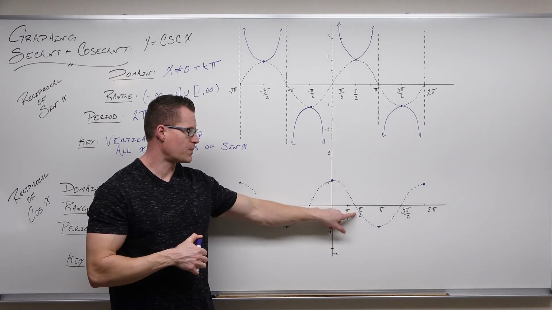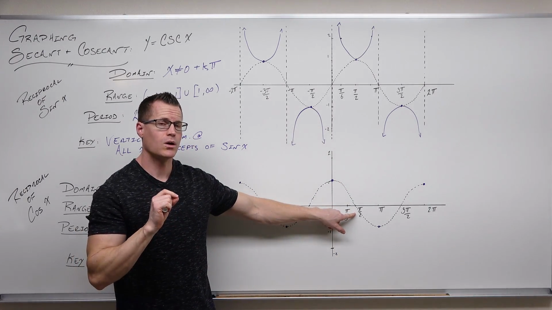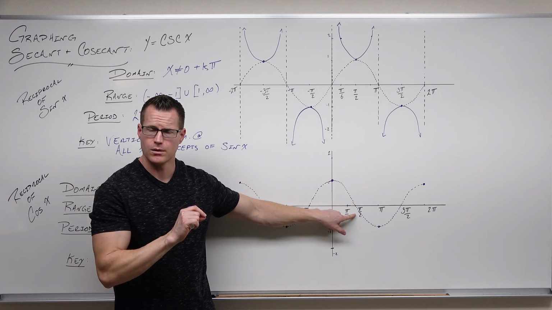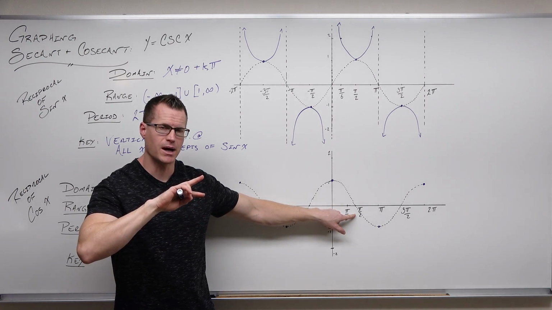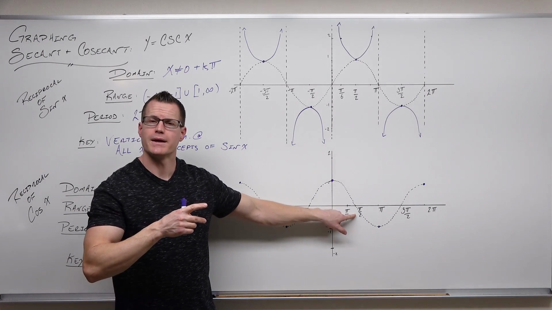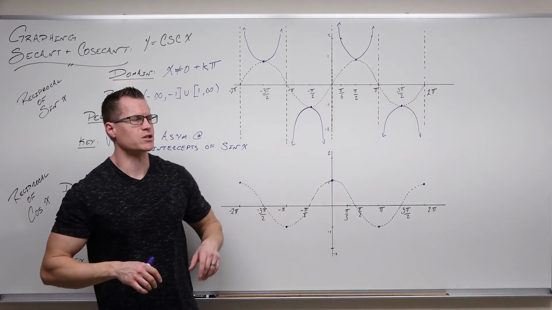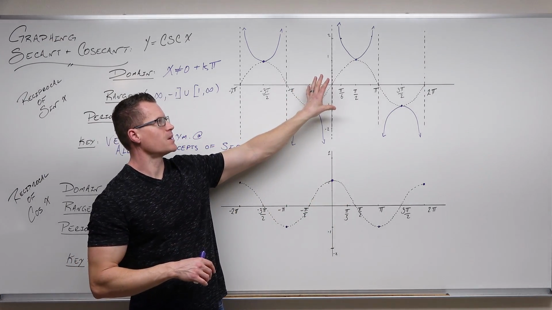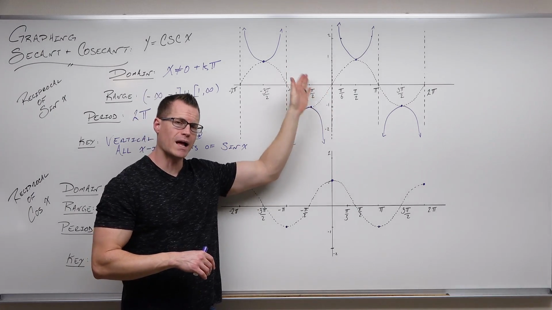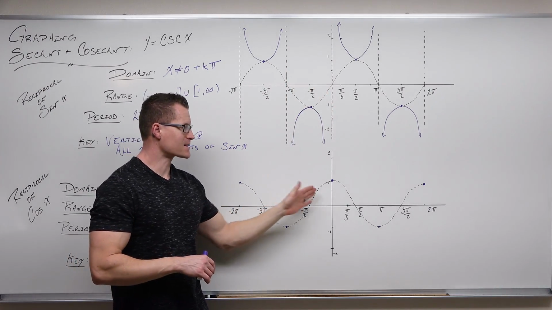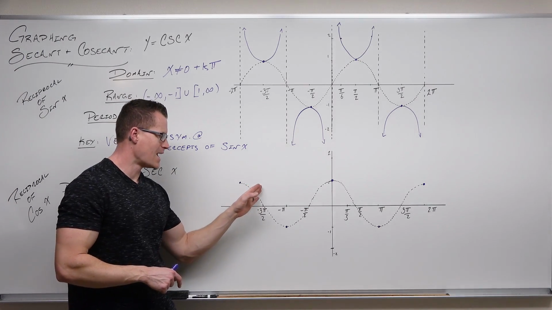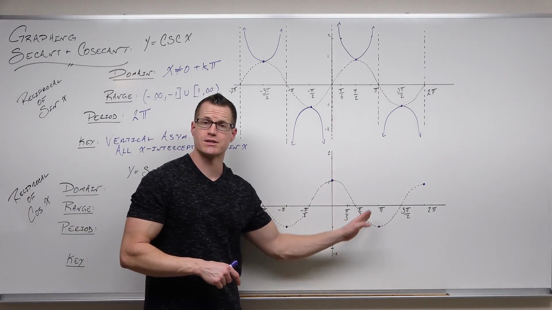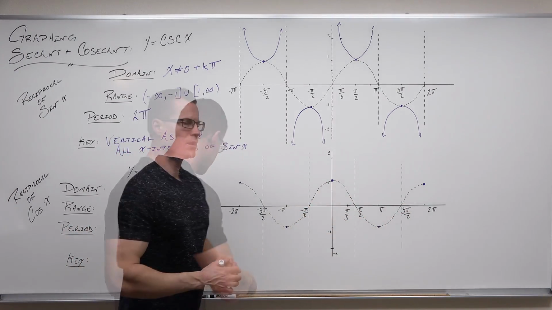Remember, cosine of pi over 2 was 0. That gave us 0. Well, that means secant is going to be the reciprocal. So the secant of pi over 2 is 1 over 0. That's now undefined. So we run into the same situation. We ran into here that x-intercepts on sine cause vertical asymptotes on cosecant. X-intercepts on cosine do the same thing for secant. So we're going to have a vertical asymptote at every x-intercept for cosine.